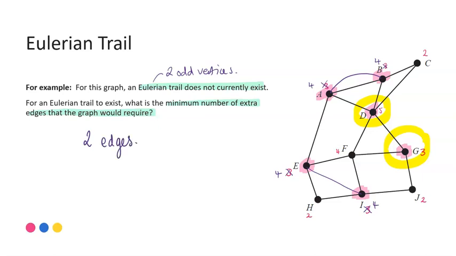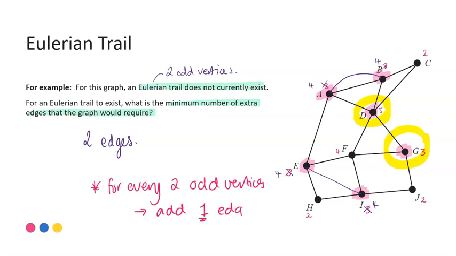The thing to remember is for every 2 odd vertices, you want to add 1 edge. Okay, so by adding one edge, you will get rid of or eliminate two odd vertices out of the graph. So you'll often see questions like this, and that's a really nice, easy hint or something to have written down so that you can refer to.